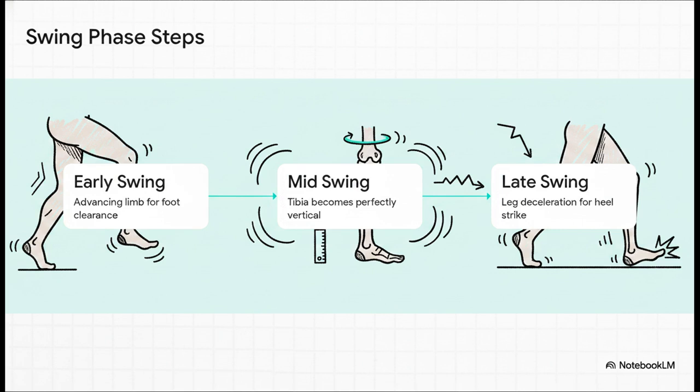The main goals across these 3 steps sound simple, but they're mechanically super demanding. You have to advance the limb forward, physically shorten the limb so your toes clear the ground without tripping, and then rapidly decelerate the legs so you're prepped for the next massive impact of heel strike.